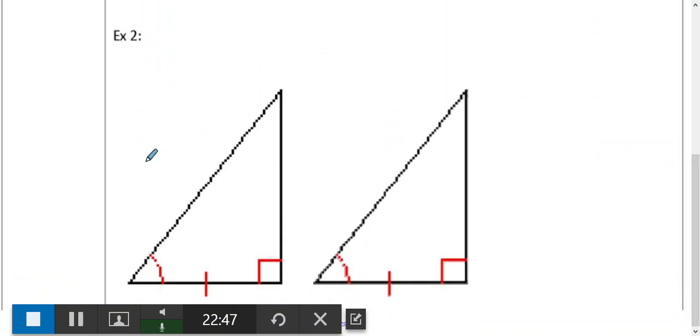Okay. This one we have an included side. We have an angle and then a side and then an angle. We have the same thing in the next triangle. So these are congruent based on angle, side, angle.